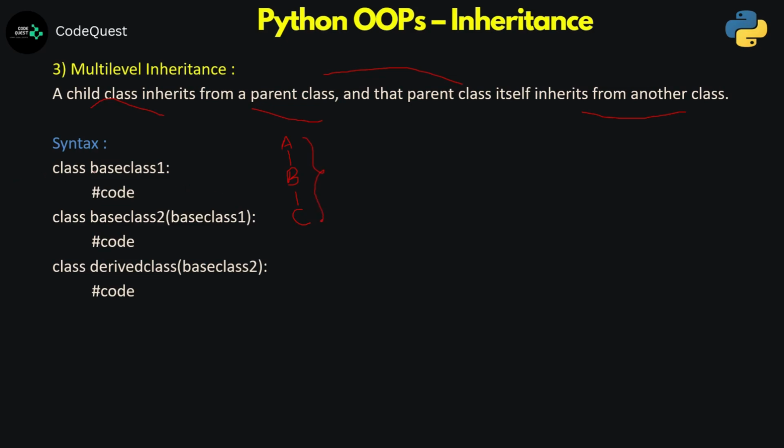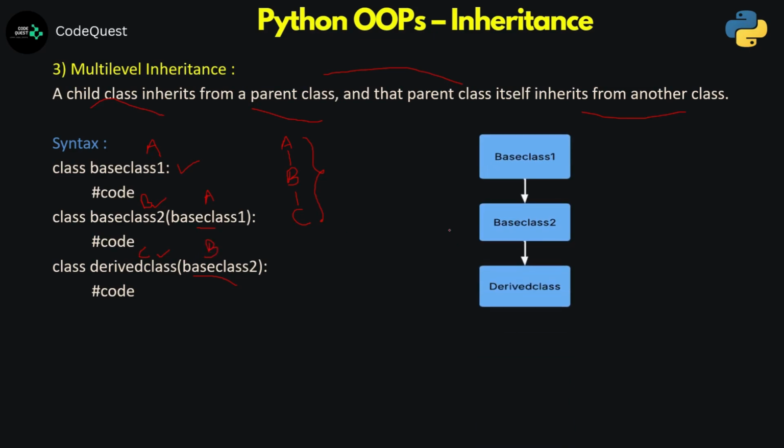So here in the syntax we can see we took one base class 1 and there is a base class 2, and this base class 2 is actually a child class of base class 1. Now this child class or derived class, if it acts as a parent class for another class, that's where multi-level inheritance comes into existence. So in this example, if this is A, this is your base class, B is taken from A, and this derived class will be C, which has been derived from your B.